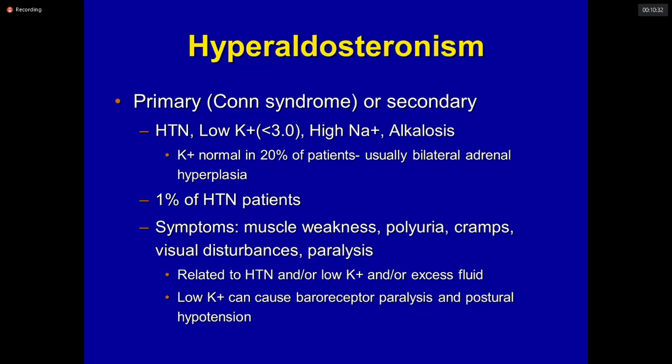Now, when we see that somebody is having hypokalemia and hypertension, and usually in younger age groups, we should always suspect hyperaldosteronism.